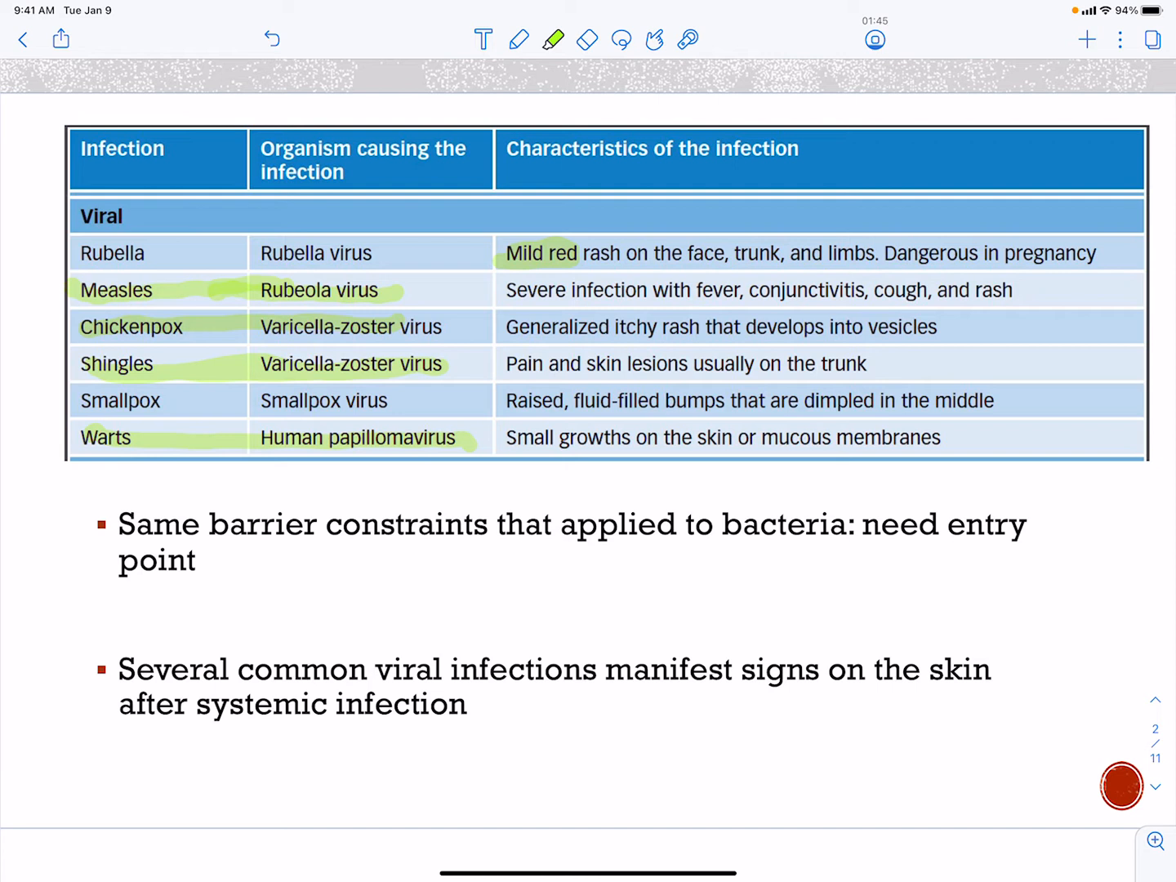Also, several viral infections, as we know, start somewhere else and end somewhere else. So measles, for example, and chickenpox are respiratory. You contract them in the respiratory tract, and then they will disseminate and cause their skin infections or their rashes.